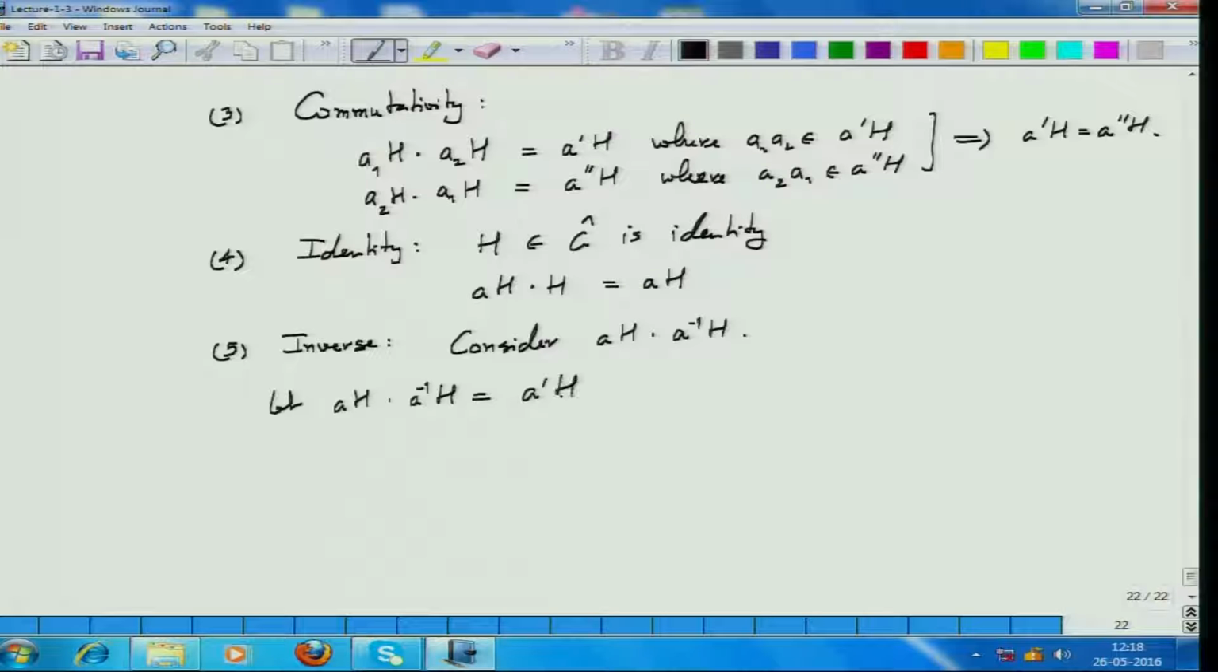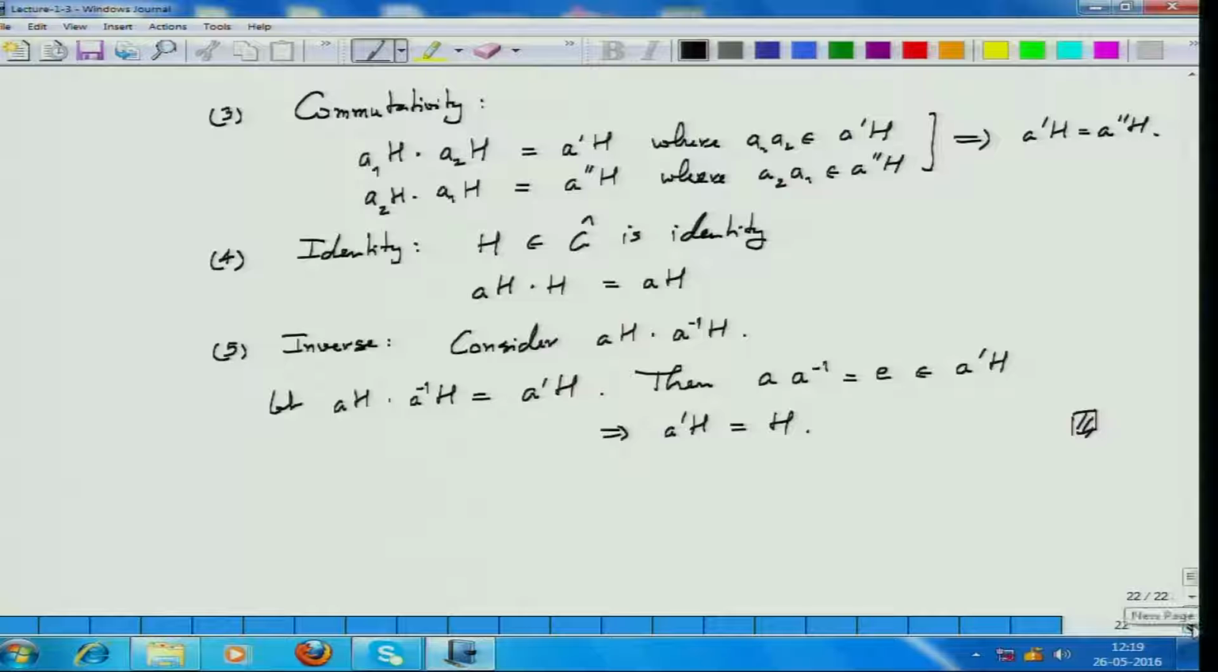Let us say it is A prime H, then again by definition A inverse, which is identity, is in A prime H. And if identity is in A prime H, what does this mean? It means A prime H is H. That is the only equivalence class which contains the identity element, and that is the end of it.